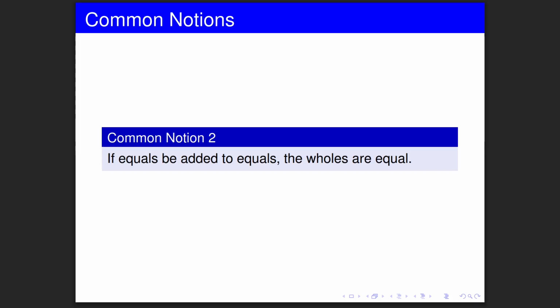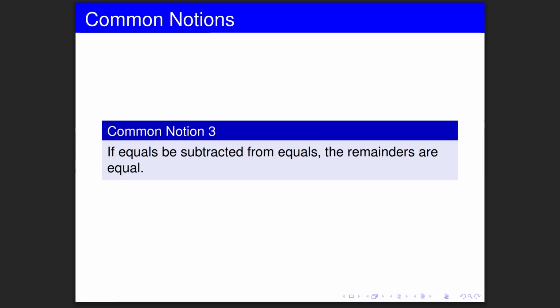Next, we have common notion 2. If equals be added to equals, then the wholes are equal. This is saying, in other words, if A is equal to B and we add C to both, we get A plus C is equal to B plus C. So adding something to two things that are equal preserves that equality.